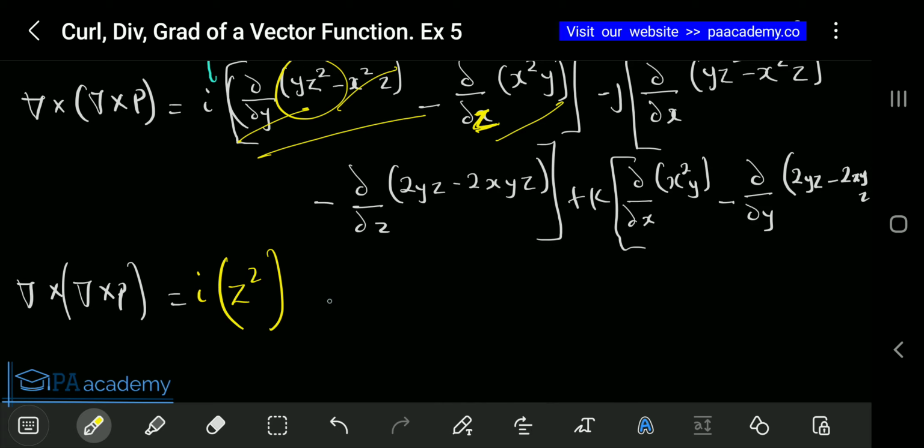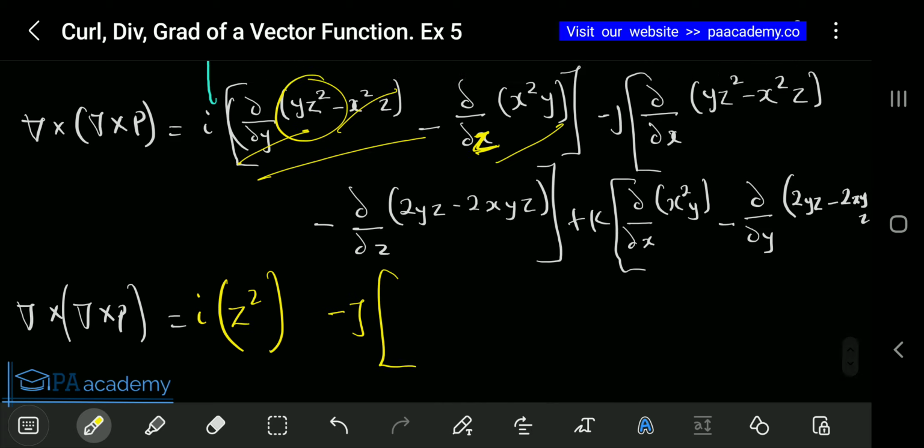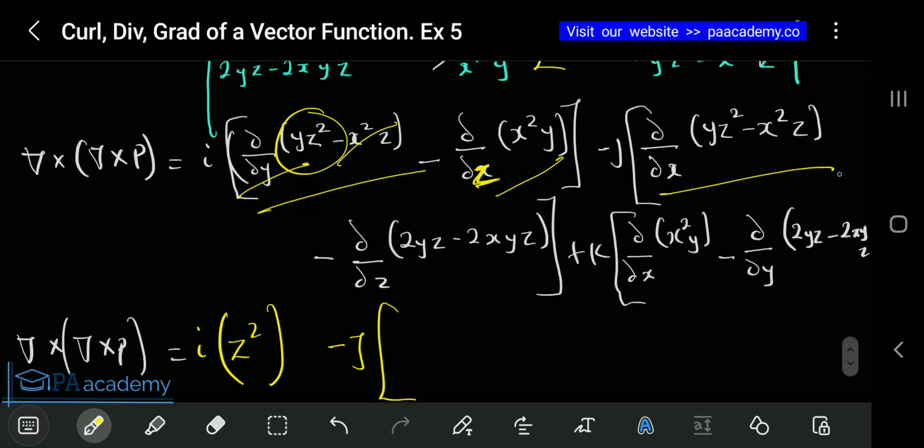So let's go to minus j. So if you have minus j, let's see what minus j is. So if you differentiate this now with respect to x, there is no x in this one, so this is 0. So here we are having x, and if you differentiate it, that will give us minus 2xz. Are we good?